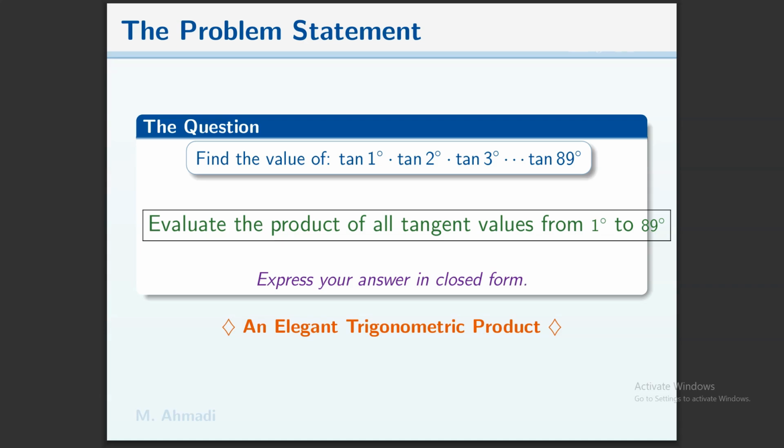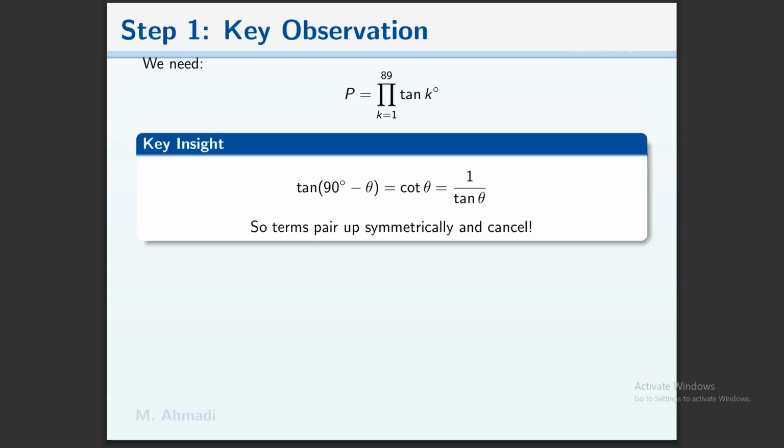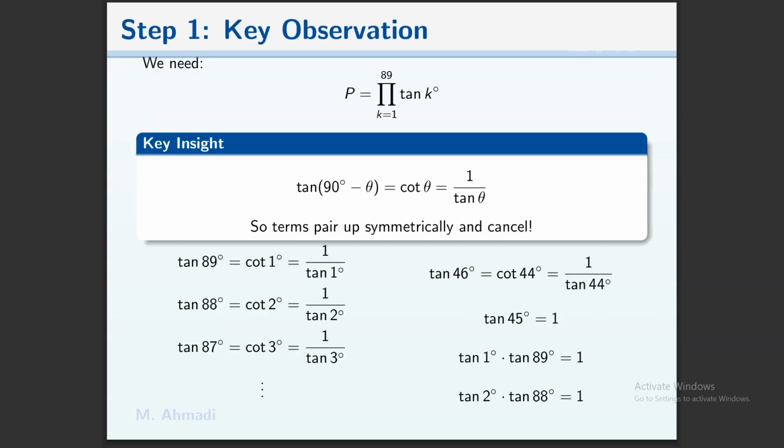We can see that the product P is the product of tangent k from 1 to 89. The key insight is that tangent of 90 minus theta is equal to cotangent of theta, which is equal to 1 divided by tangent of theta. This is a simple and famous identity.